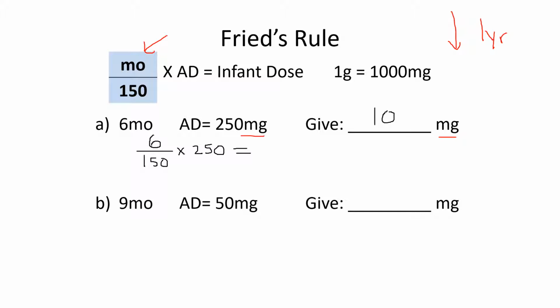For a 9-month-old, 9 over 150. This time the adult dose is 50 milligrams. So again, we don't have to convert here. So only about 3 milligrams of this drug.